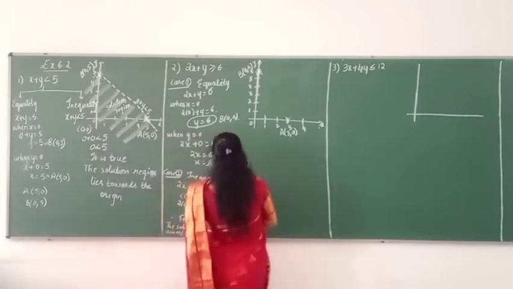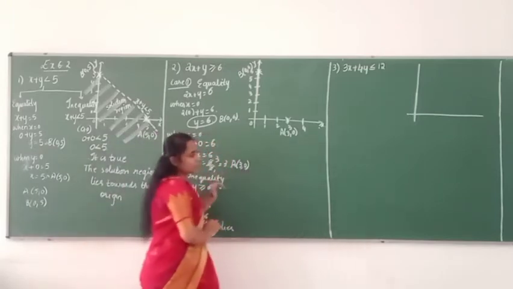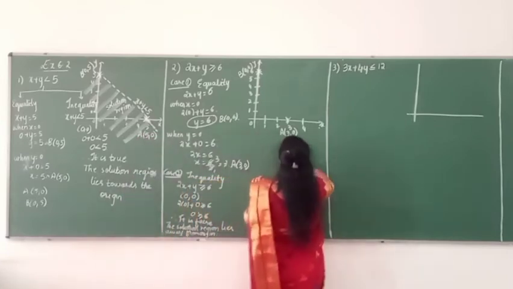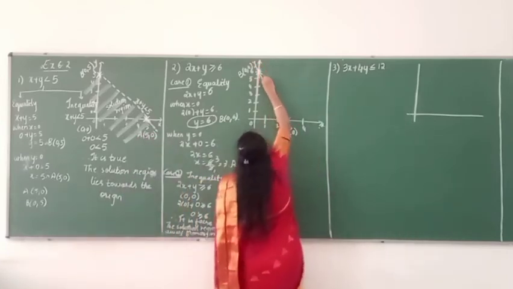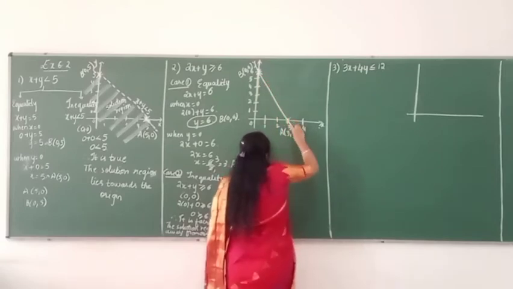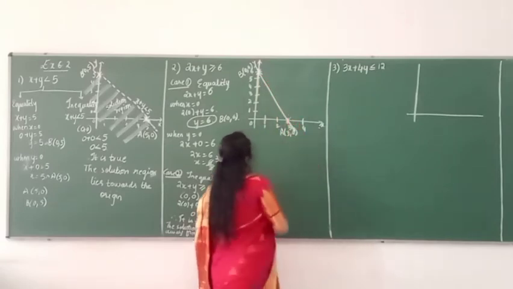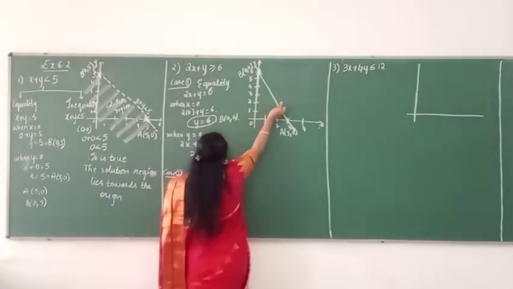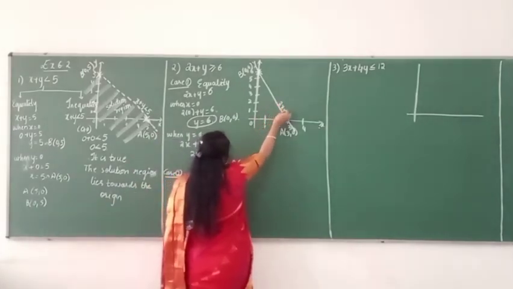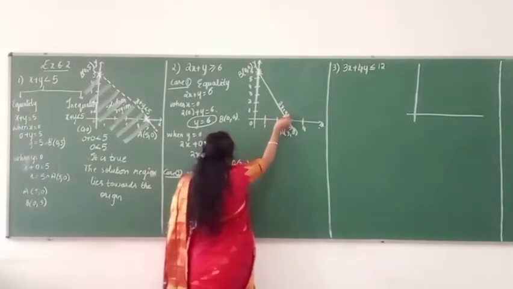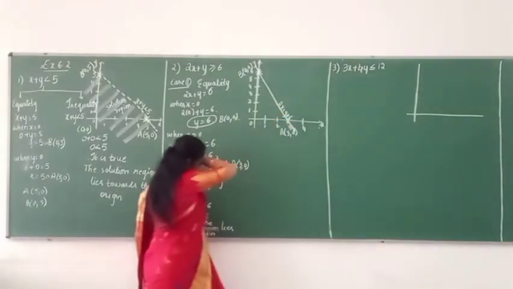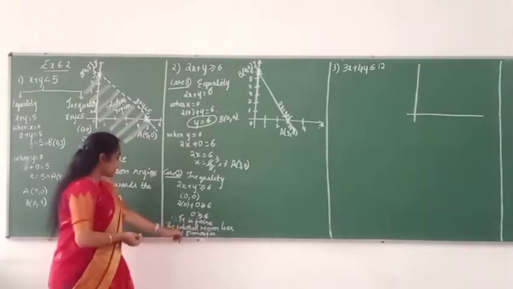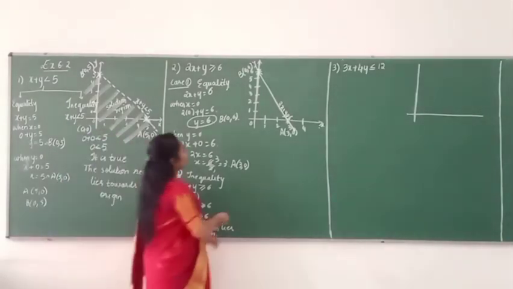As it is greater than or equal to 0, I said when it is less than or greater than, it will be a dotted line. Now we will be drawing a bonded line. This bonded line you can represent as 2x plus y is greater than or equal to 6. So what is given here? It is false. The solution region lies away from the origin.